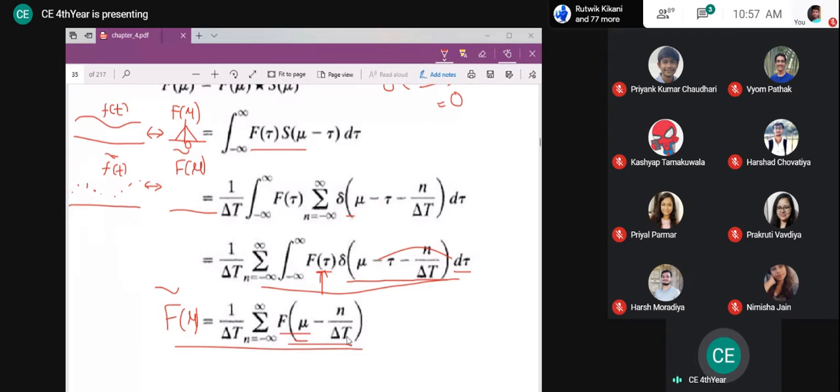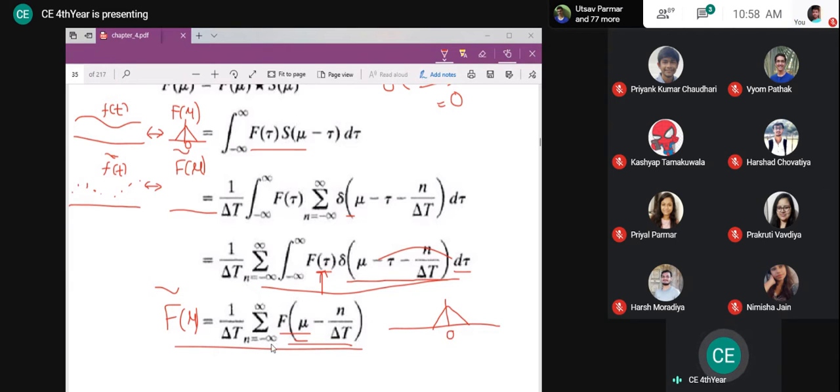Can you think what exactly I obtained here? Can you draw this, or can you imagine this? What exactly is this? What is F of mu minus n by delta t? Suppose n value is 0; n can be from minus infinity to plus infinity. Suppose n value is 0, what exactly will it be? If n value is 0, this will result in F of mu itself. So the frequency domain of my sampled version will have my original function F of mu, which is centered at 0.